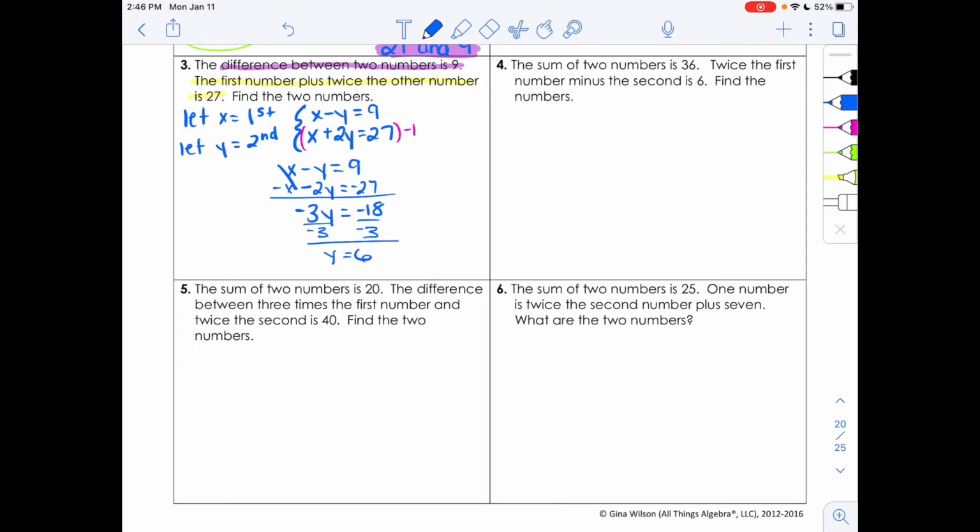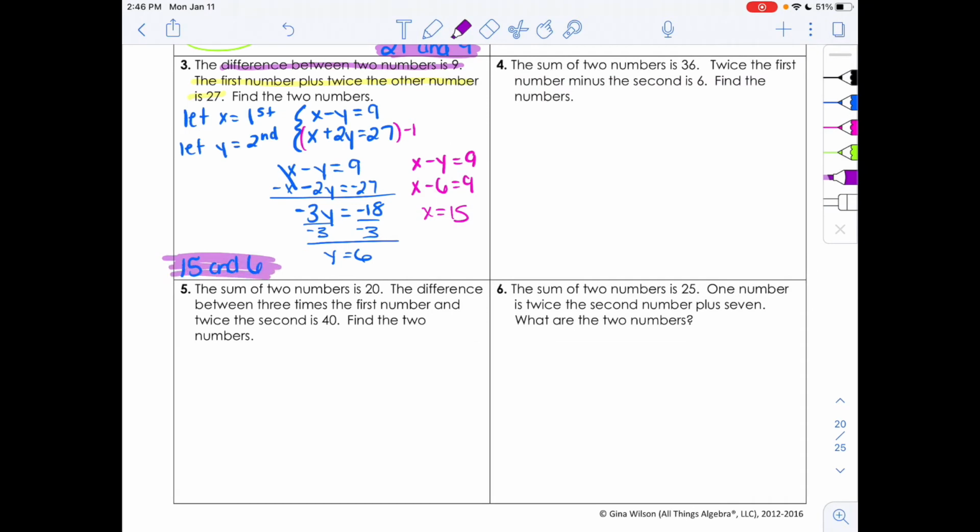My problem asks me to find the two numbers, so I know one number. I can use that one number in one of my equations to get the second number. I'm going to use the equation x minus y equals 9. And I'm going to replace y with 6. So x minus 6 equals 9. And I find that x equals 15. So my two numbers are 15 and 6.